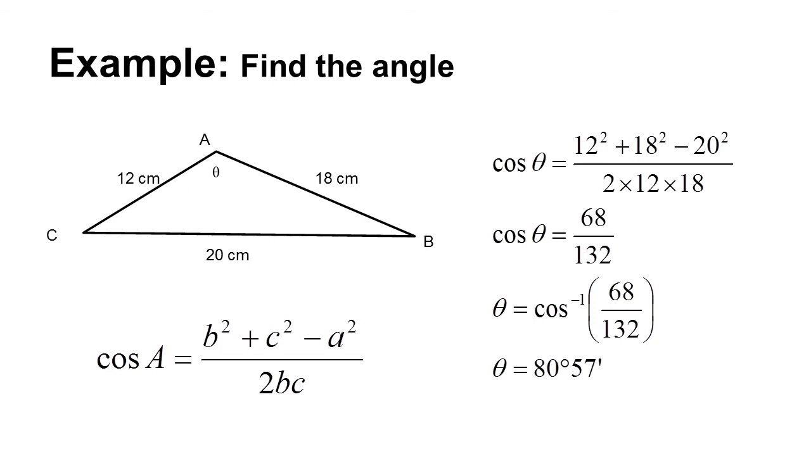Substituting those values in our labeled triangle, we get that cos of theta is equal to 12 squared plus 18 squared, take away 20 squared, divided by 2 times 12 times 18. When we simplify that, we look up the inverse of the cosine, and we find that the angle theta is 80 degrees and 57 minutes. That's something that you can confirm.